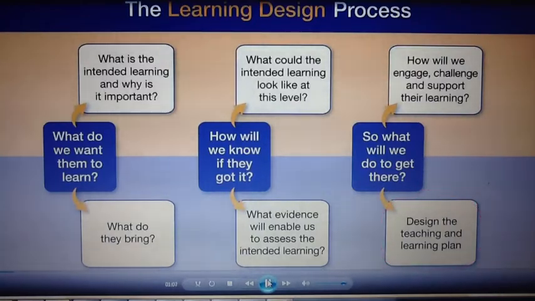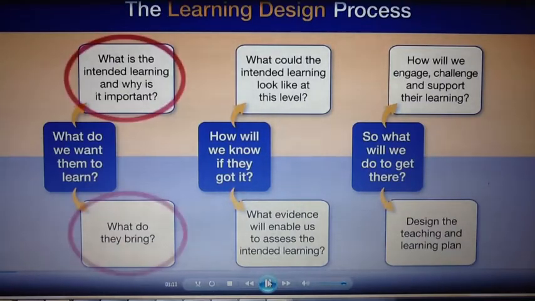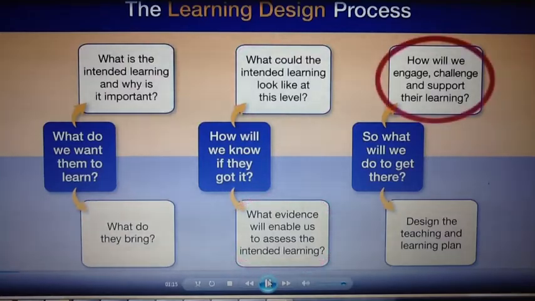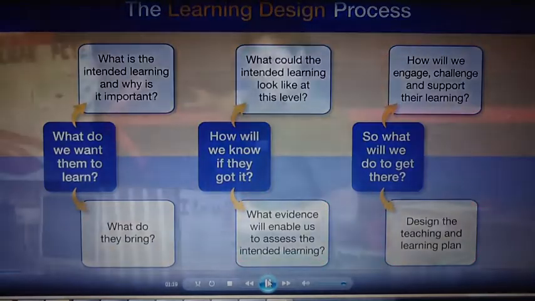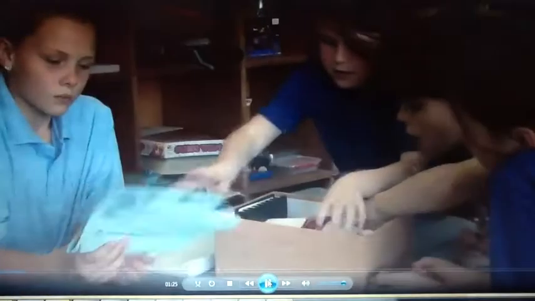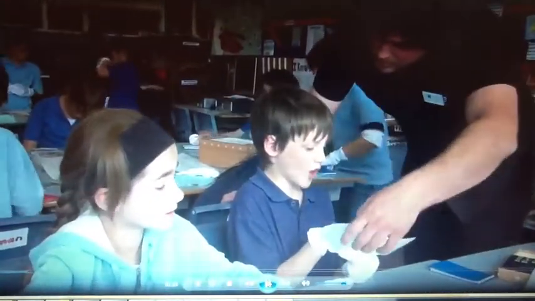We know learning design isn't a linear process, but we found it useful to go through each idea one at a time so we could understand how they all fit together. In this video, we'll follow one teacher's experience using learning design with Australian curriculum history. Peter is a Year 4-5 teacher from O'Sullivan Beach Primary School.